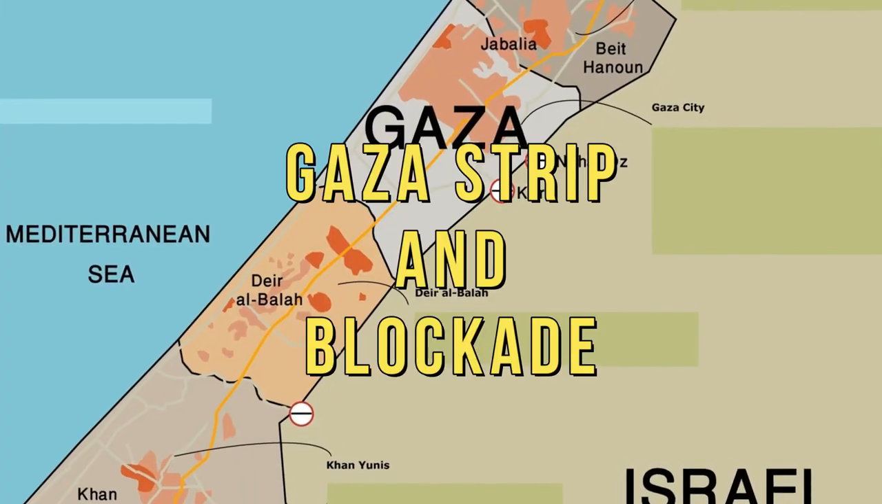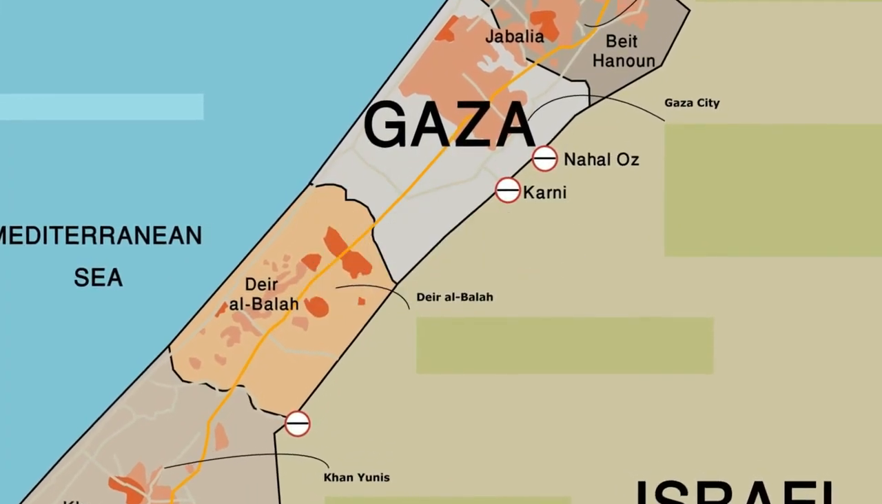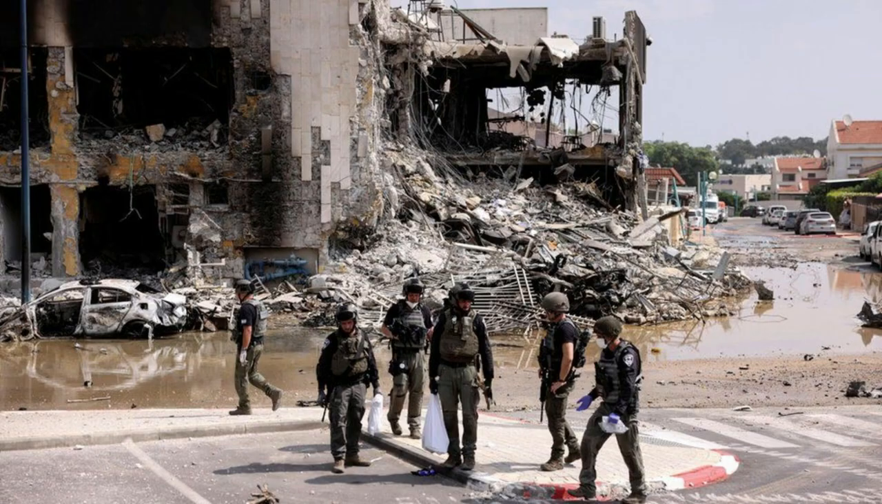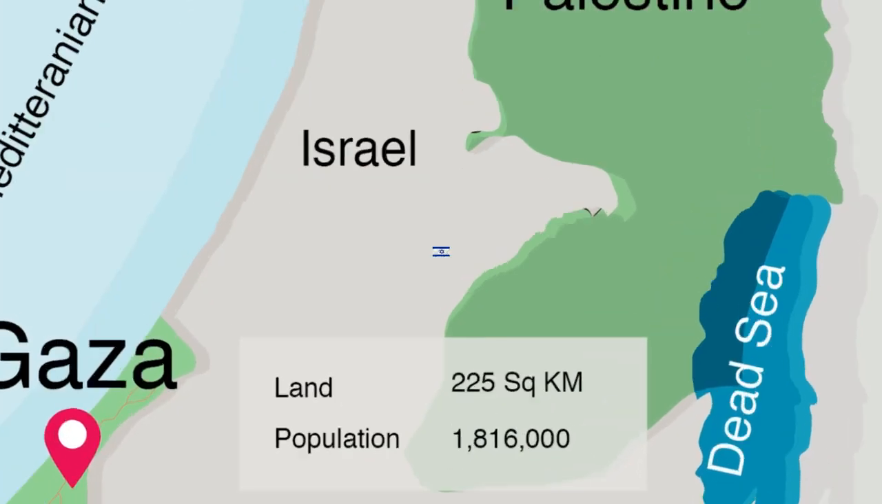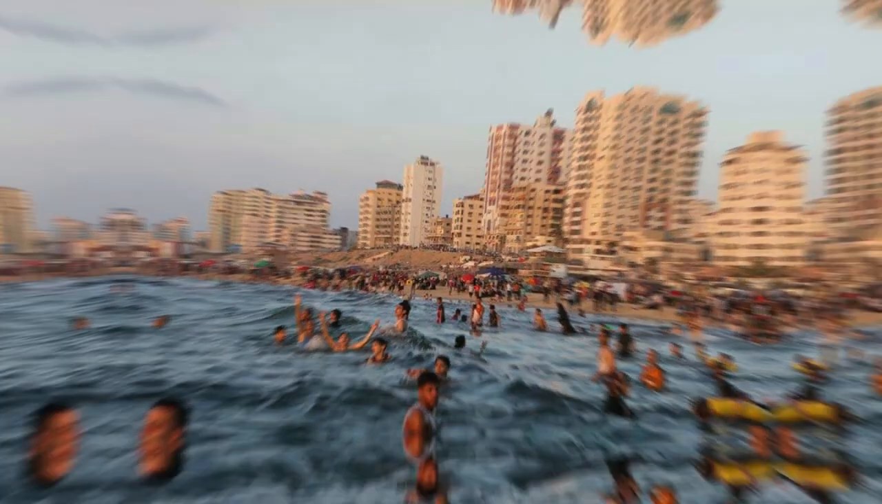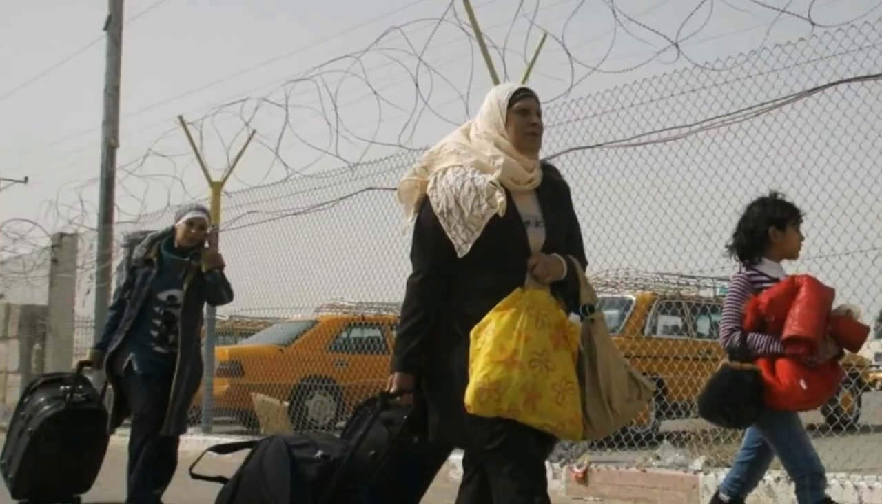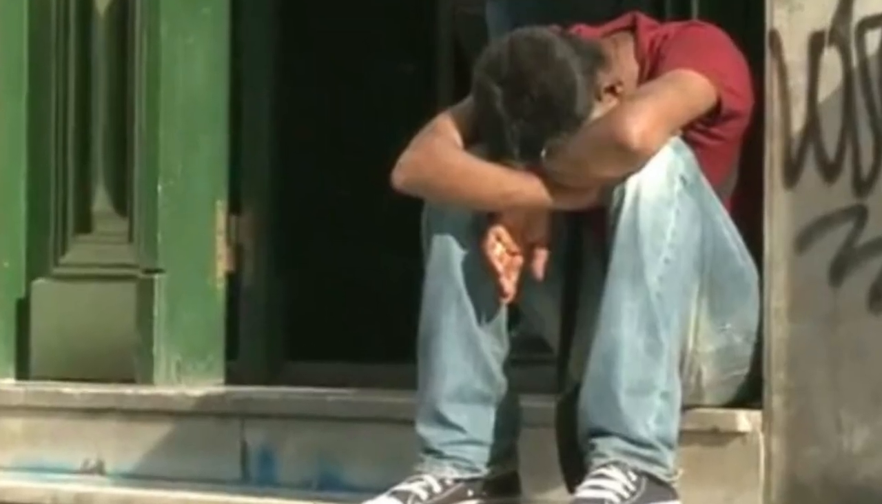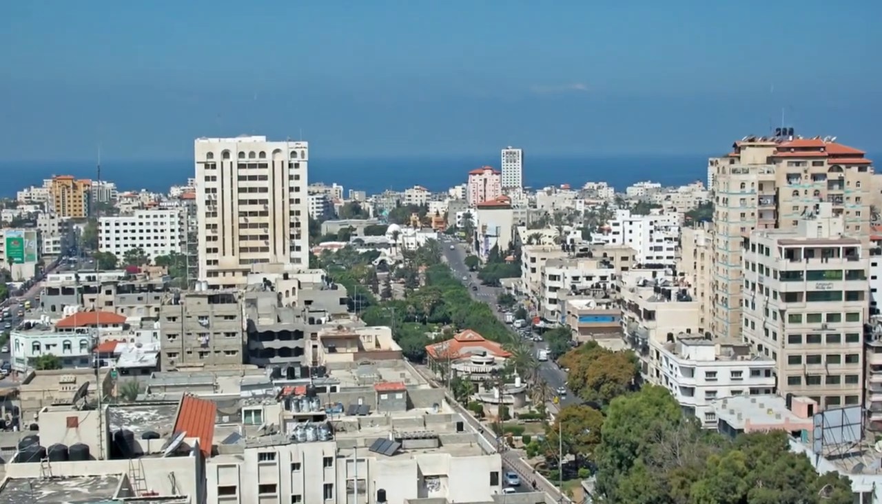Gaza Strip and blockade. In 2005, Israel withdrew from the Gaza Strip, a small coastal territory with a dense population. However, Israel still maintains control of its airspace, sea, and crossings for goods and people. Conditions in Gaza are challenging, with a high unemployment rate, deteriorating healthcare systems and infrastructure.